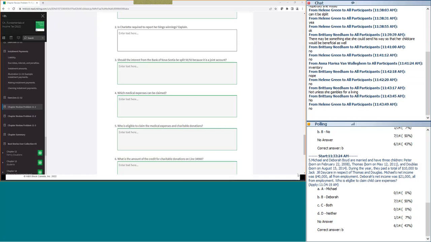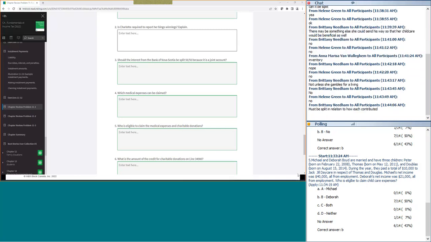Joint accounts are not split based on ownership. They're split based on contributions. So in this case, if you know that 1/5 of the money was Charlotte's and the remainder of the money was Joshua's, then we have to split it in the same contribution. So it'll be an 80-20 split in this case, 80 to Joshua and 20 to Charlotte. Good. Keep an eye out for that.